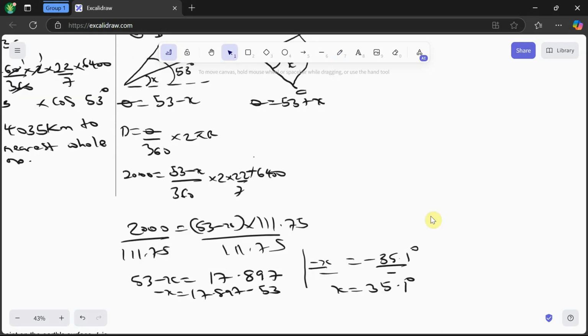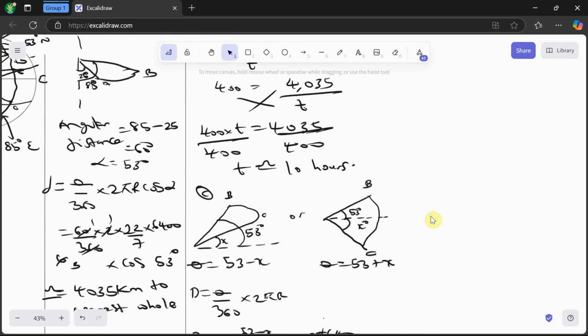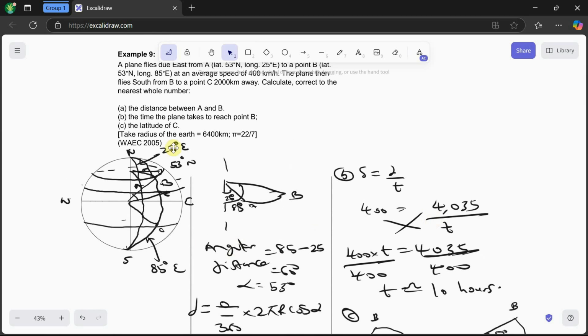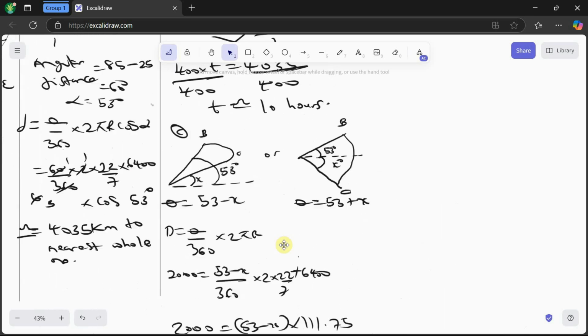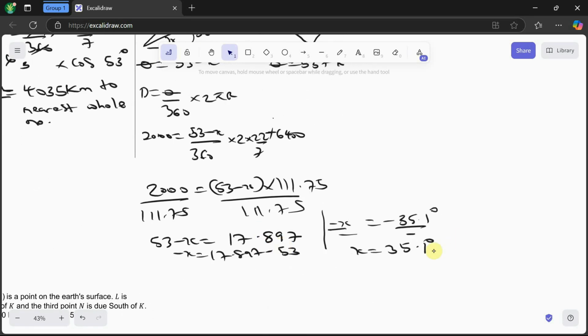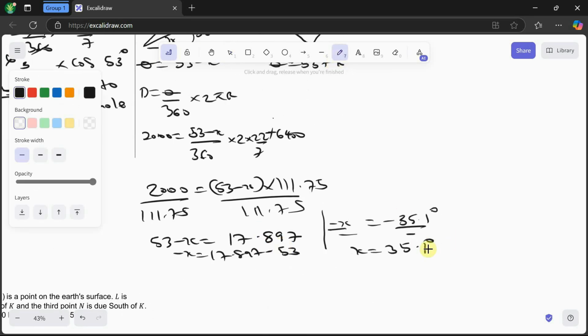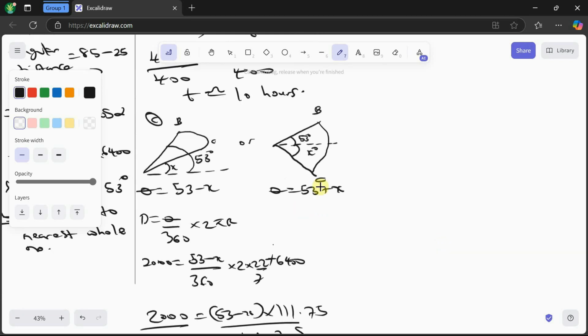But now this 35.1 degrees, we need to know, is it north or south or what? So we're looking for the latitude of this C. If it was this guy here, you agree with me that it's still in the northern hemisphere. So this one will be north, 35.1 degrees north. Look at the C. You see that it's still within the north. So this will have been 35.1 degrees north.